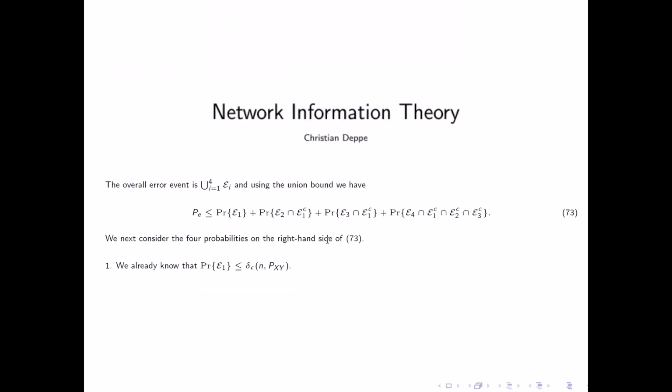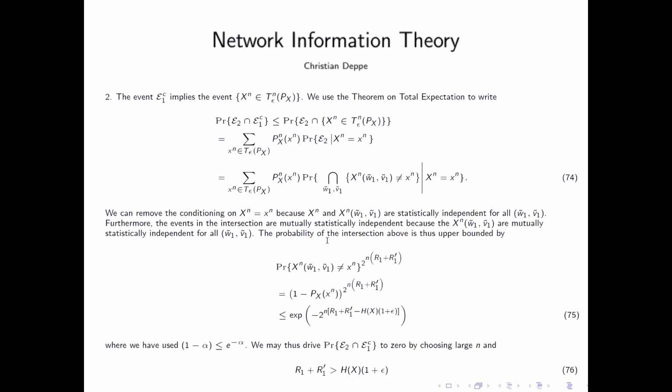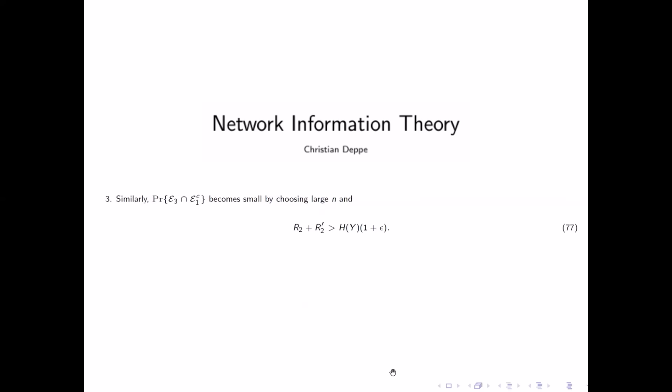1 we showed already, that's just the theorem we had. For 2 we showed that R1 plus R1 prime must be bigger than the entropy of X times 1 plus epsilon. And for 3, we have the same, just that the R2 plus R2 prime have to be bigger than the entropy of Y times 1 plus epsilon.